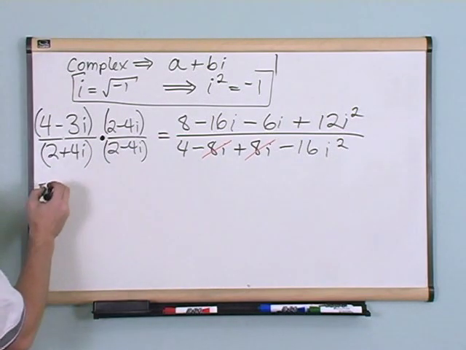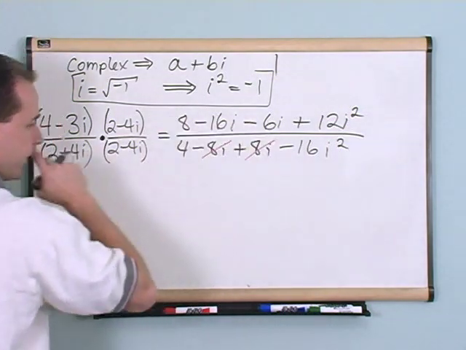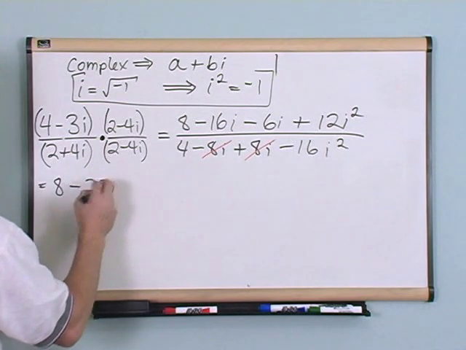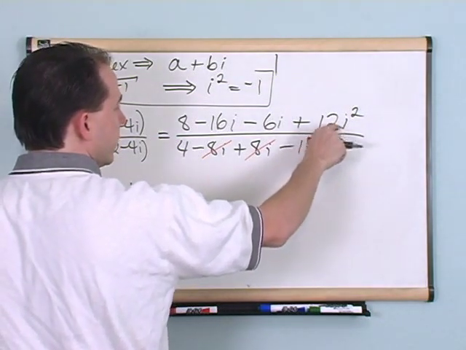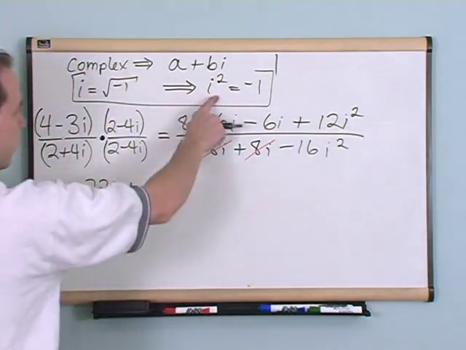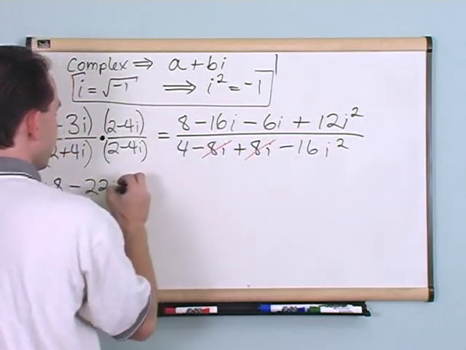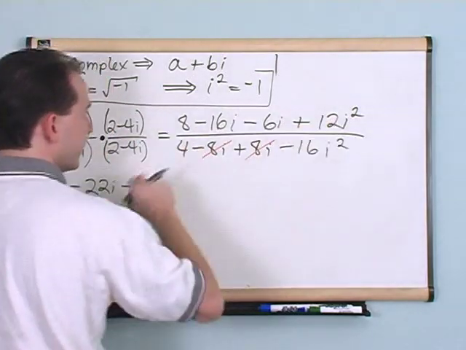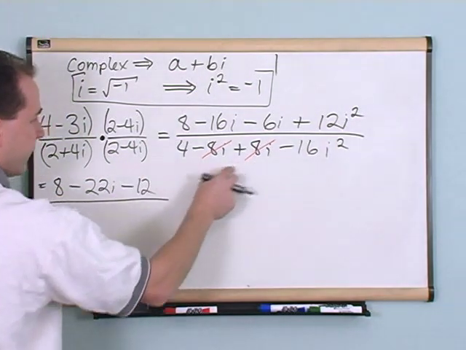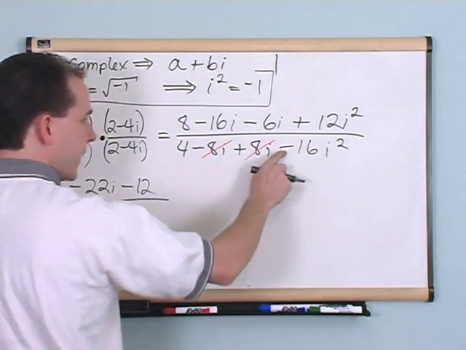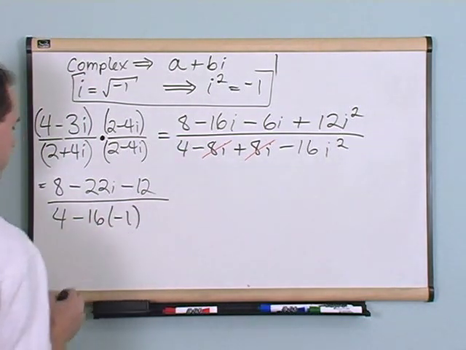On the top, we have 8, okay, minus 16i minus 6i is -22i, plus 12i squared, okay? i squared is just -1. So this is really a -1 sitting out here, so really it's minus 12, because this is like 12 times -1. On the bottom, you've got 4. Of course, your 8i's canceled. Okay? And then you've got -16 i squared. i squared is -1. Okay?